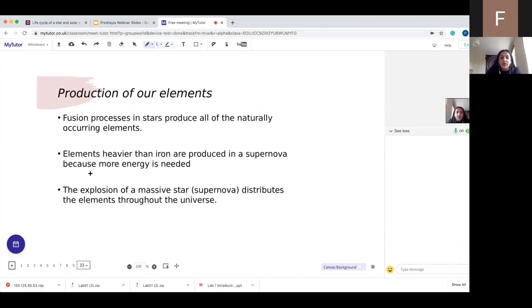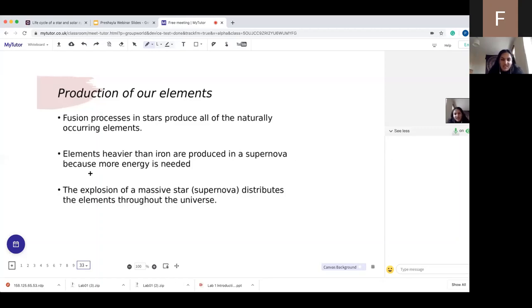However, elements heavier than iron are produced in supernova, so much, much bigger stars, because more energy is needed to create those elements. So if the elements are lighter than iron, then they can be created in our normal kind of stars. But if they are heavier than iron, then they must be produced in a supernova because much more energy is needed to produce them. Now, the explosion of this supernova distributes the elements throughout the universe.